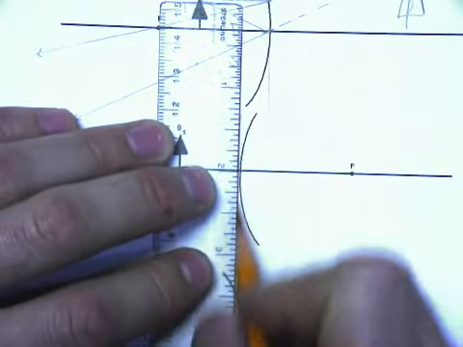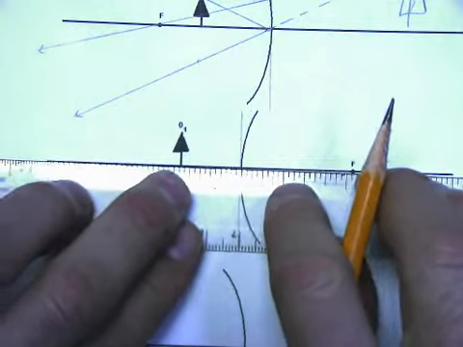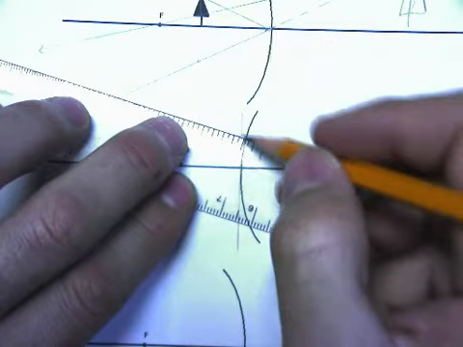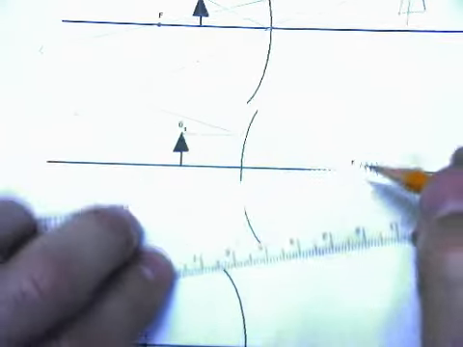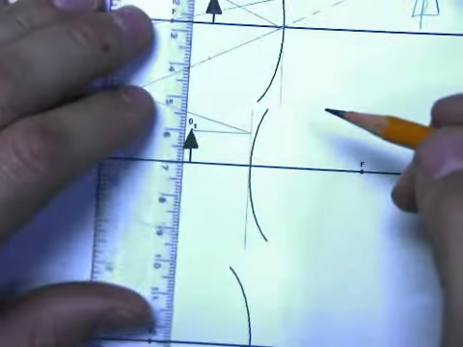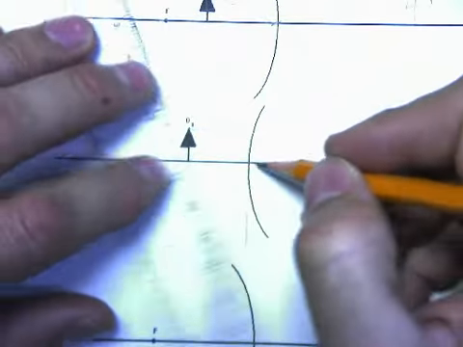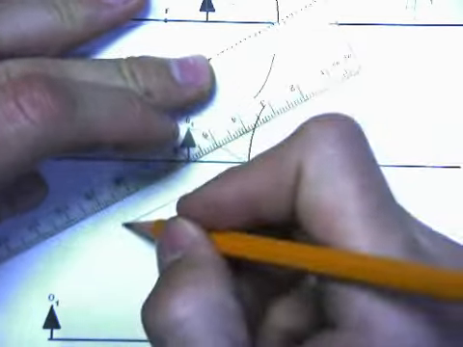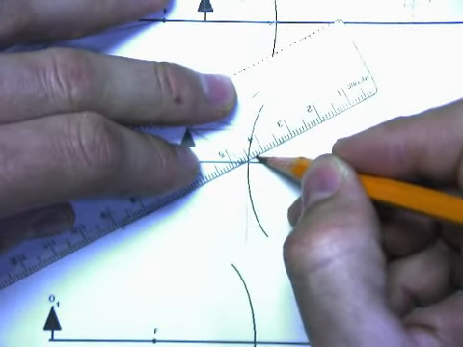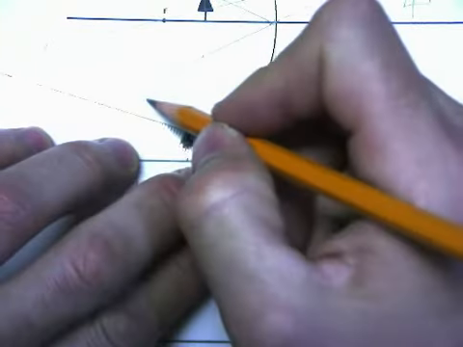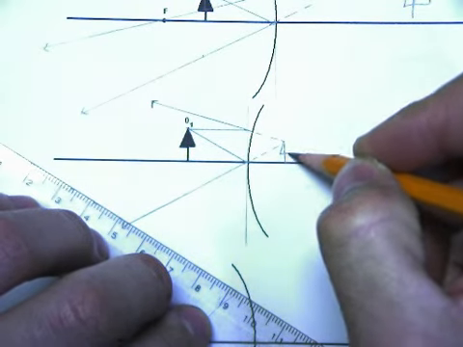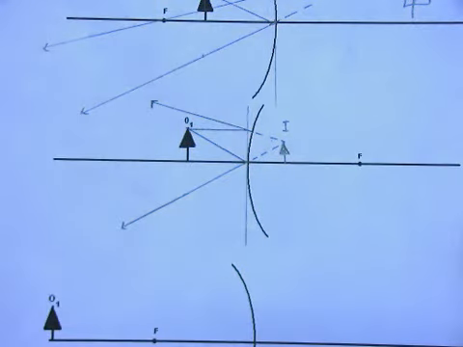The next one, number 2. Start with my principal plane. First ray comes in, goes away from the focus. Second ray, up 1 centimeter, down 1 centimeter. There, like this. So then I trace it backwards. Right there.